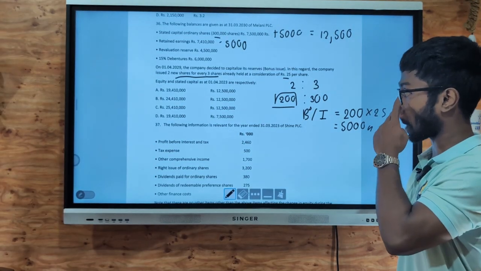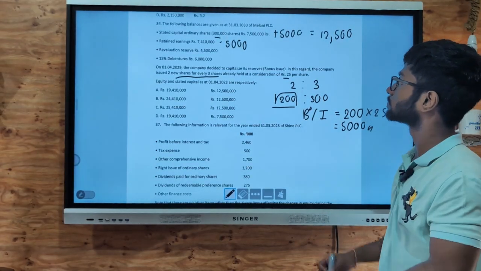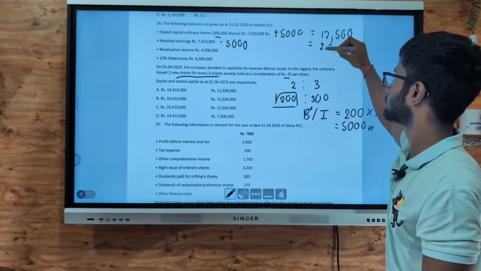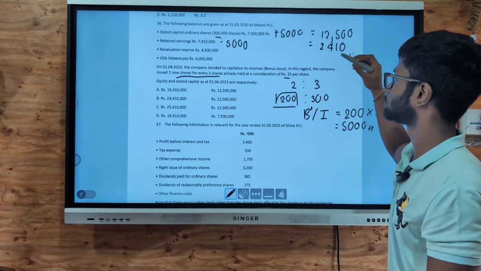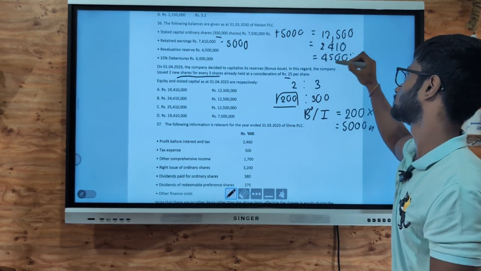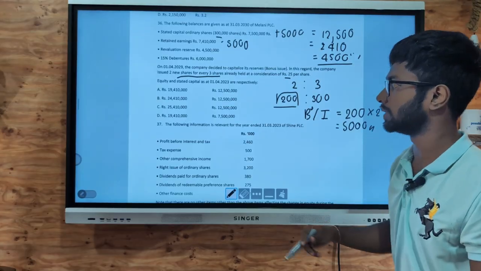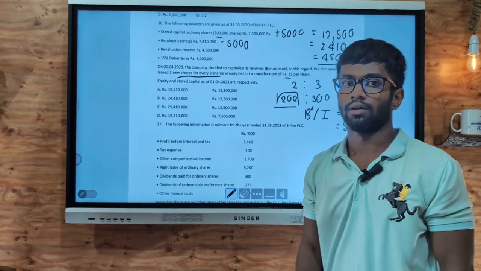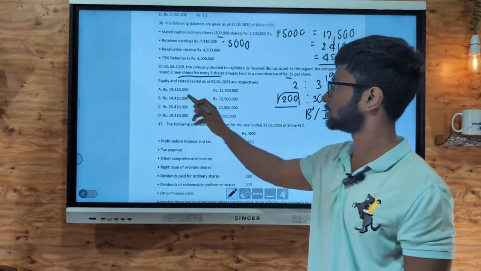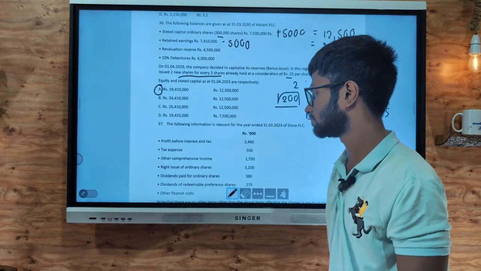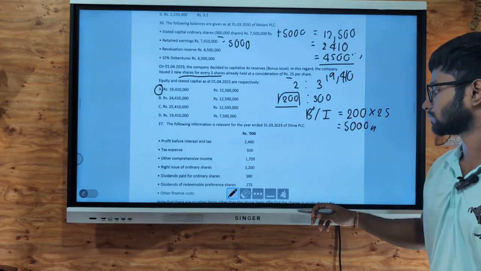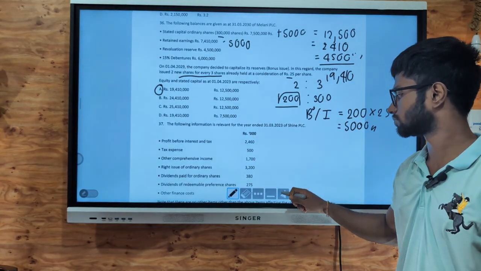So new stated ordinary share capital would be 12,500. Now new retained earnings would be 2,410. To that we have the revaluation reserve 4,500. Now when you add everything, you should be getting 19,410. So here it should be answer number 8. So that's how you record your bonus issue. We can move on to the next question.